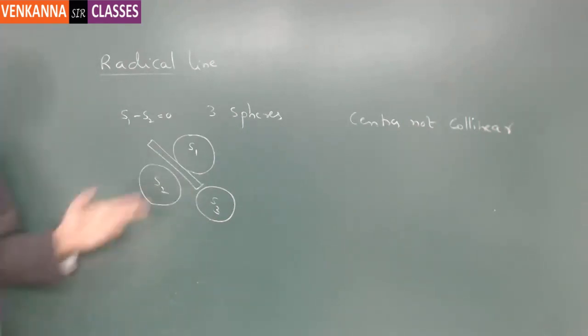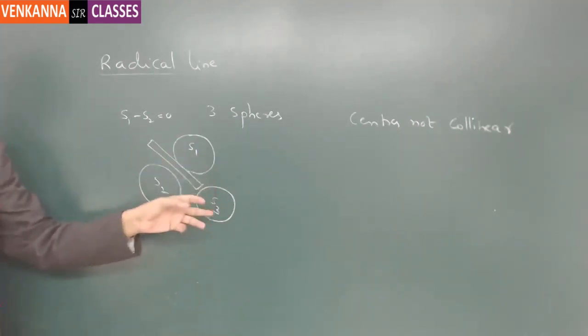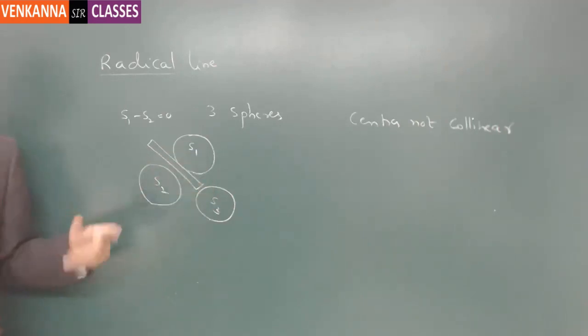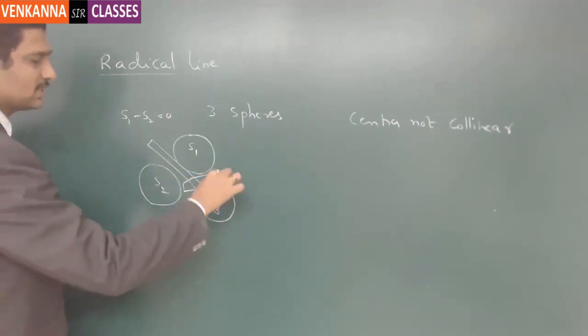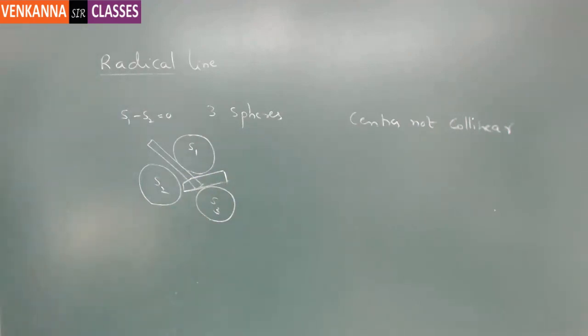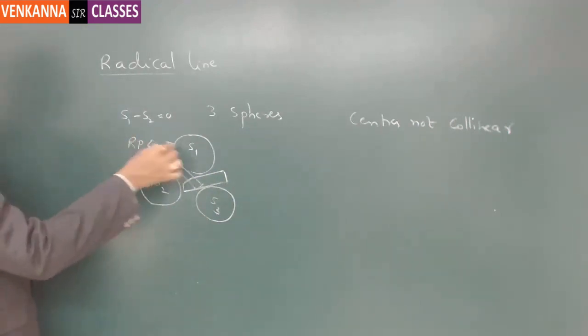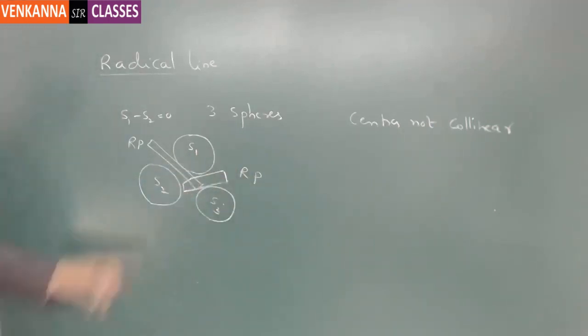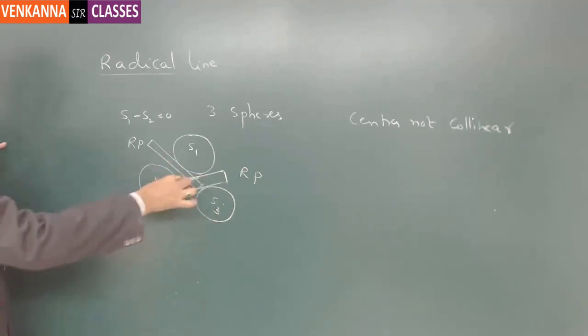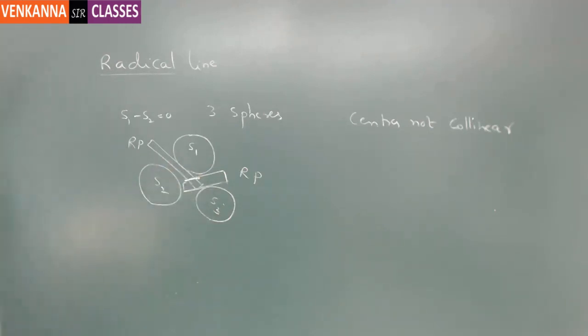And obviously, for the other two spheres also, either these two or these two, you calculate the radical plane. So this is the radical plane of the first two spheres, and this is the radical plane of these two. These two planes will intersect, and here you will get a line, the line of intersection. So the intersection of radical planes gives the radical line to us.